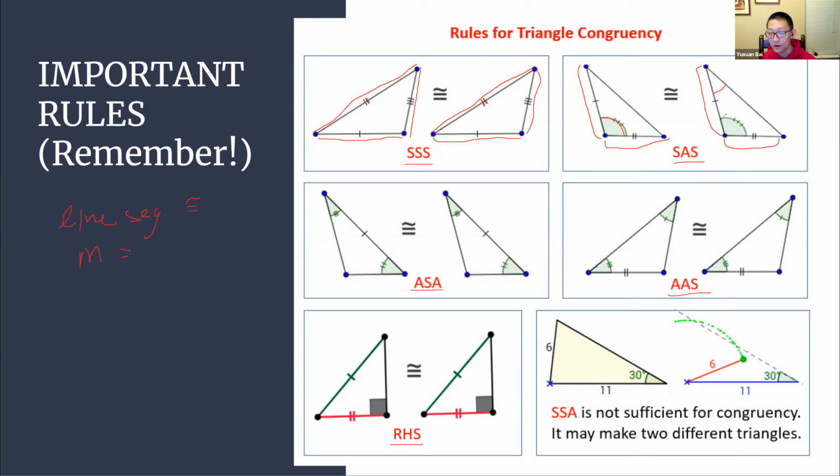In fact, they are not congruent, but you cannot prove they're congruent because one is the included angle and the other one is not the angle in between the 2 sides.